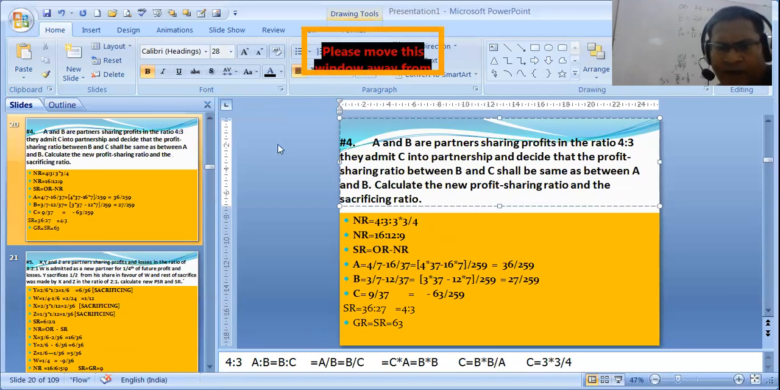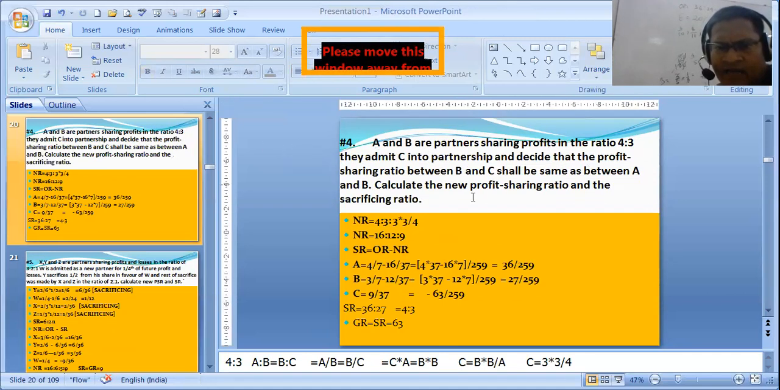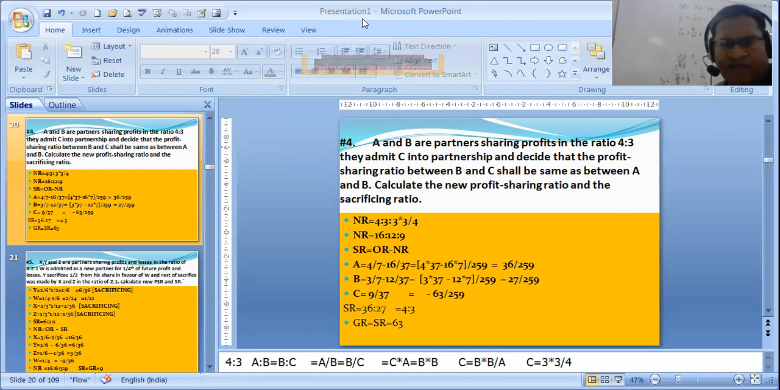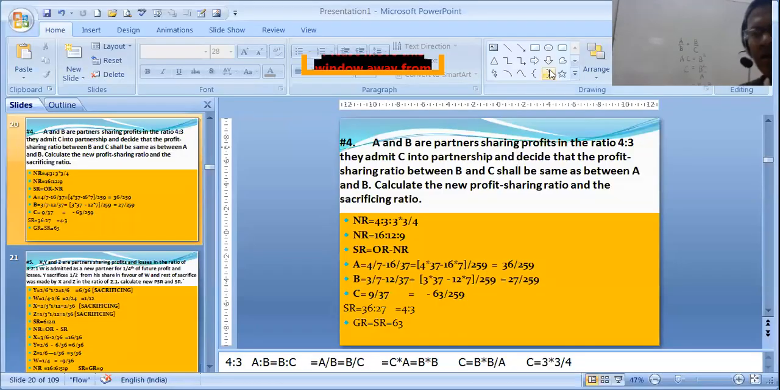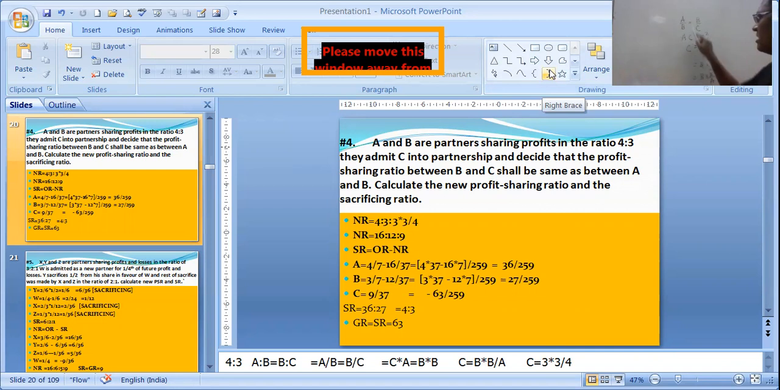They admitted C into the partnership and decided that the profit sharing ratio between B and C shall be the same as between A and B. Calculate the new PSR and the sacrificing ratio. Now this sum, students, you have to understand, it's a very, very good sum. See the board over here.